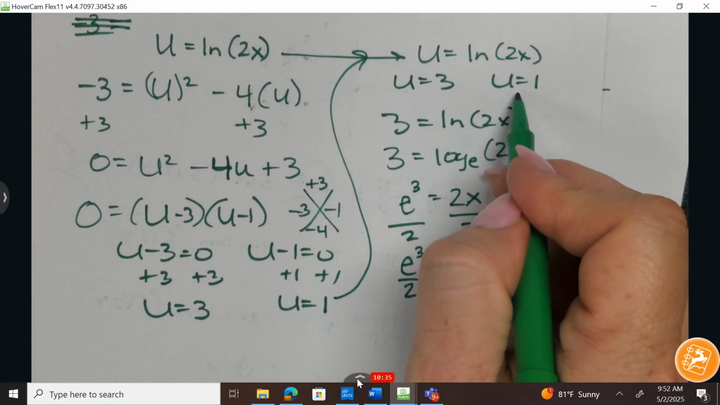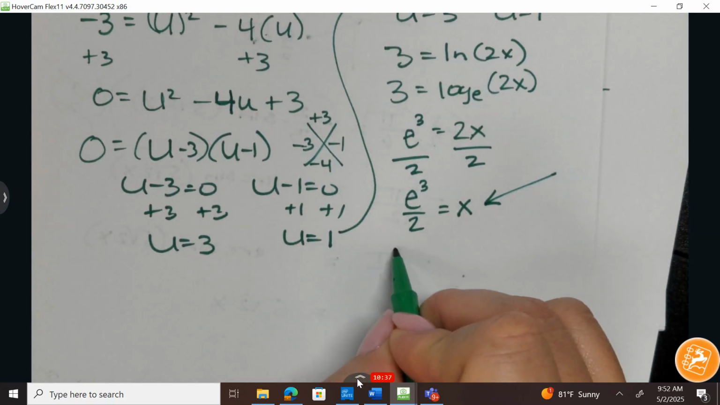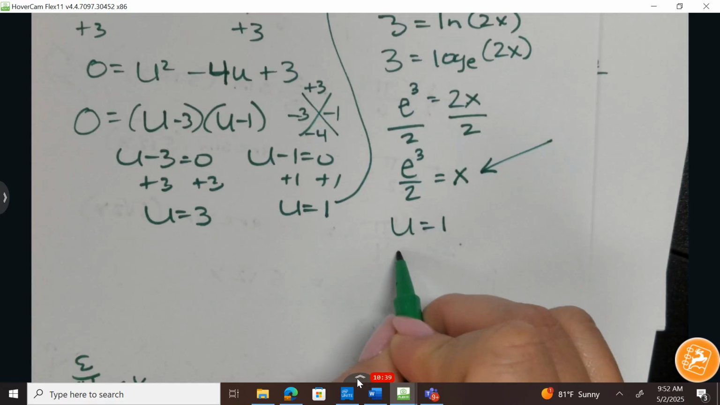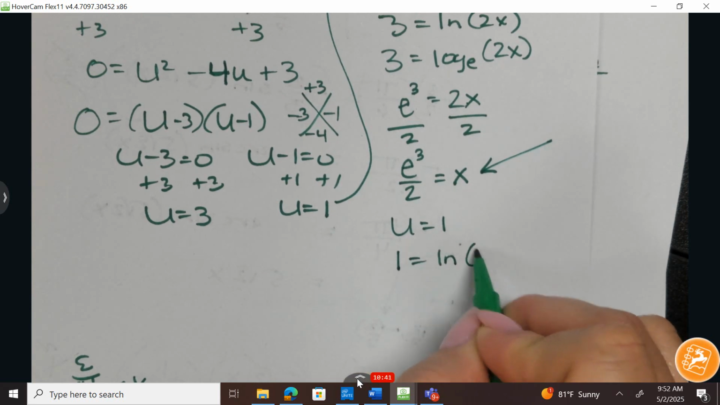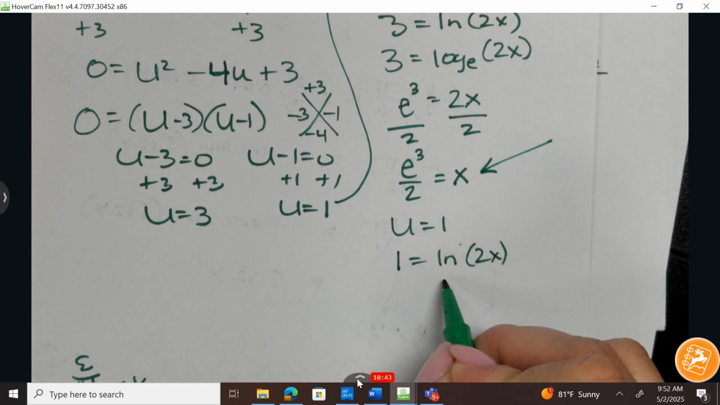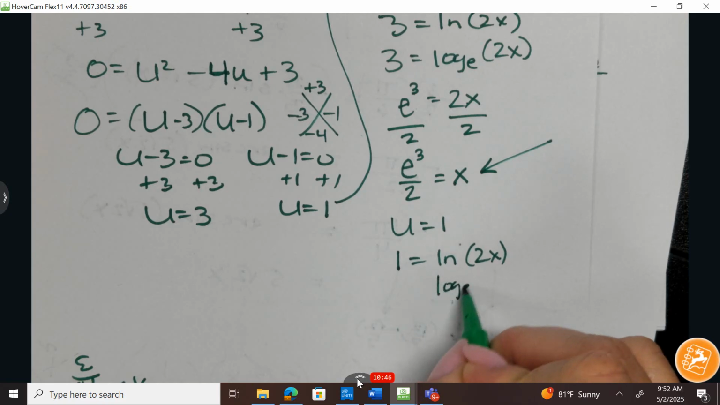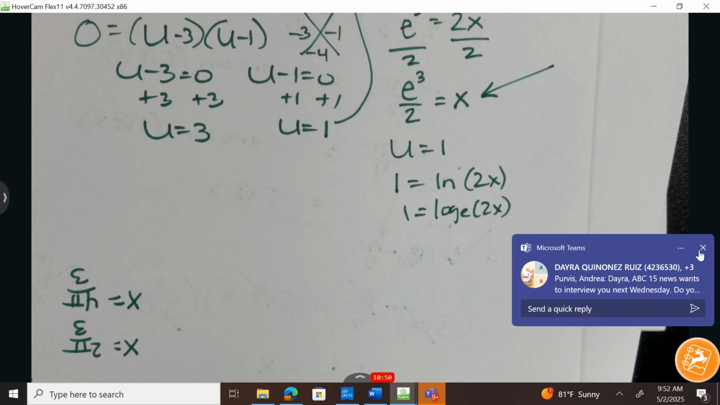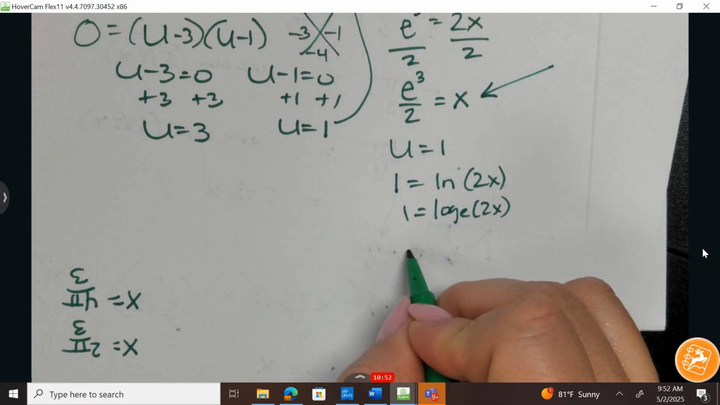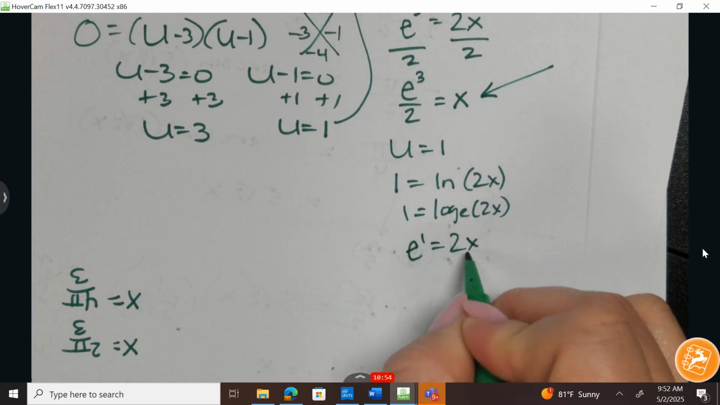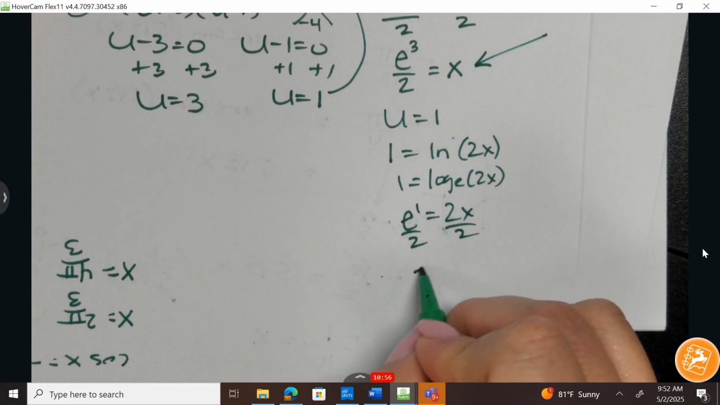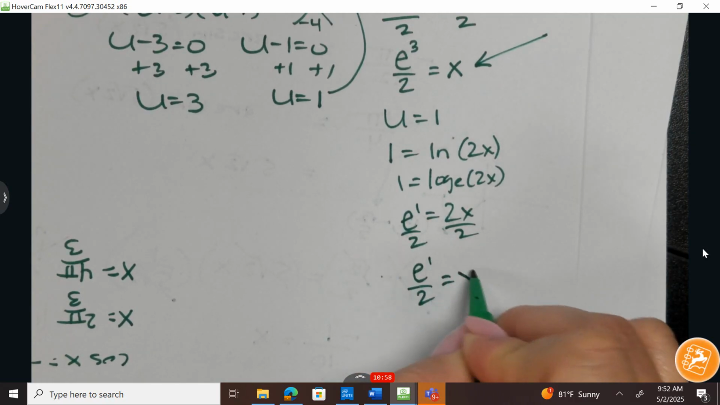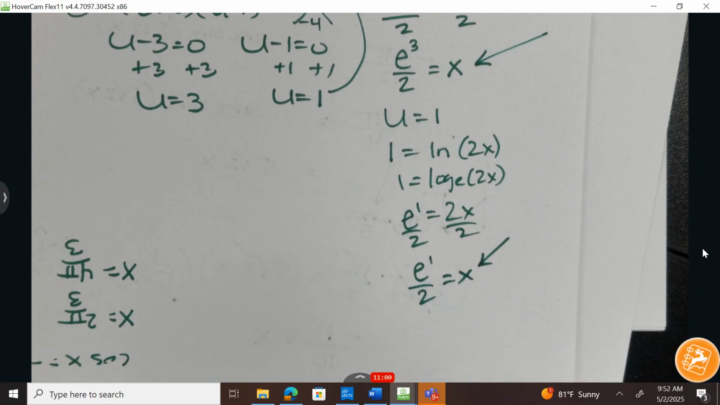And now I'm going to do the exact same thing with 1. So I have u equals 1. So 1 equals the ln of 2x. I'm going to rewrite the ln as log base e of 2x equals 1. And now write it in exponential form. In exponential form, it's e raised to the first equals 2x, dividing by 2. I get e to the first divided by 2 equals x. And here is my second answer.